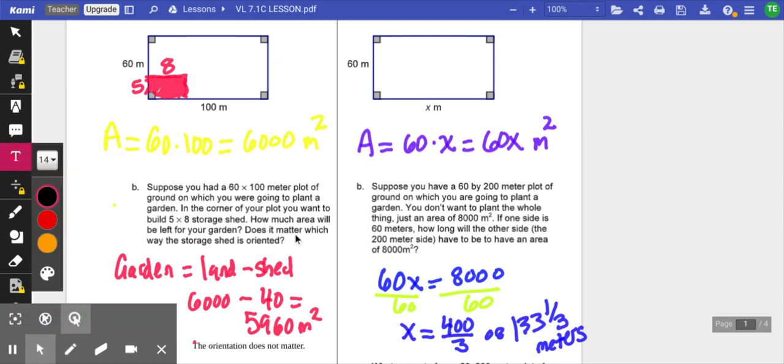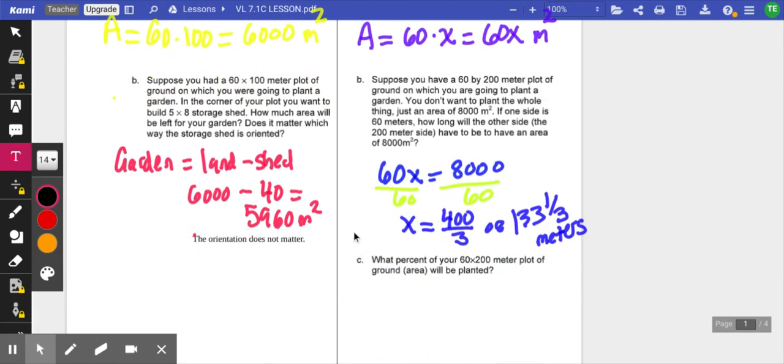So write our answer. The side should be 133 and a third meters.